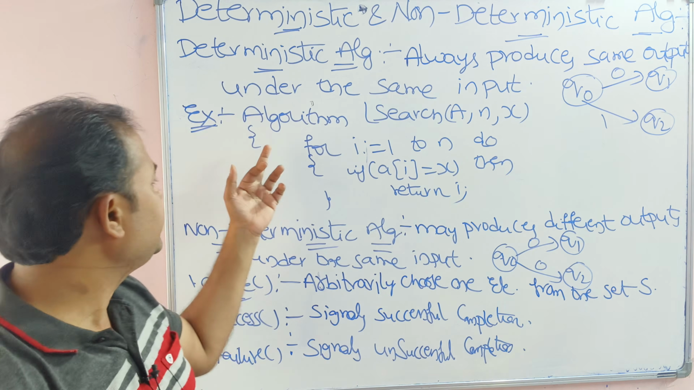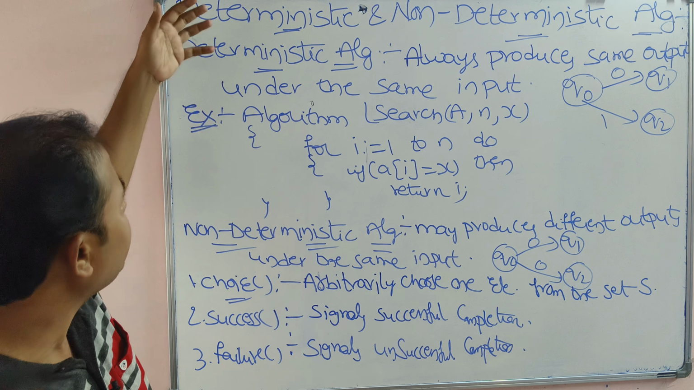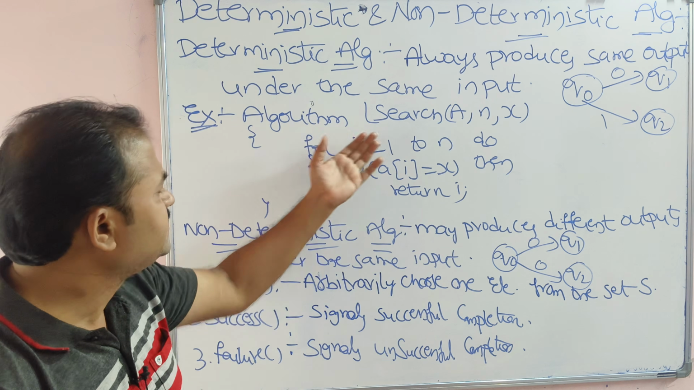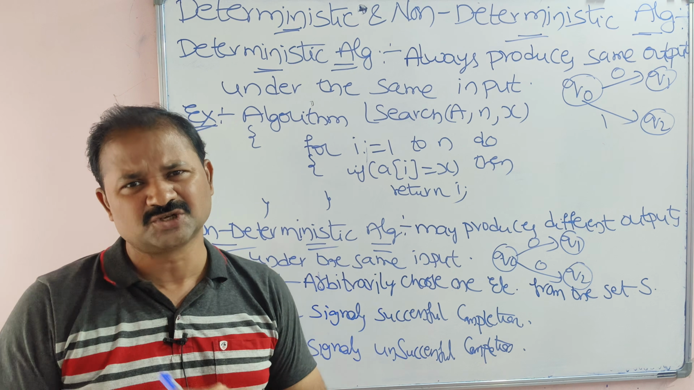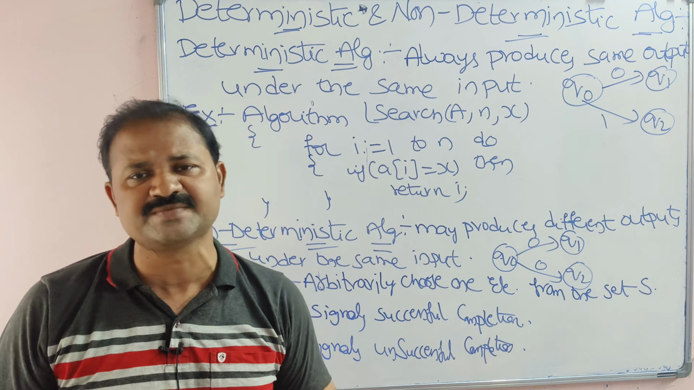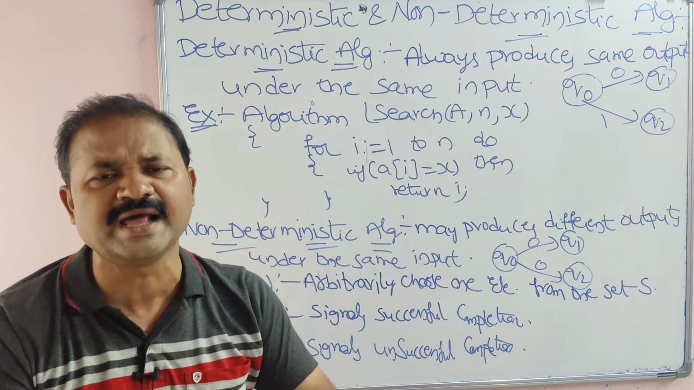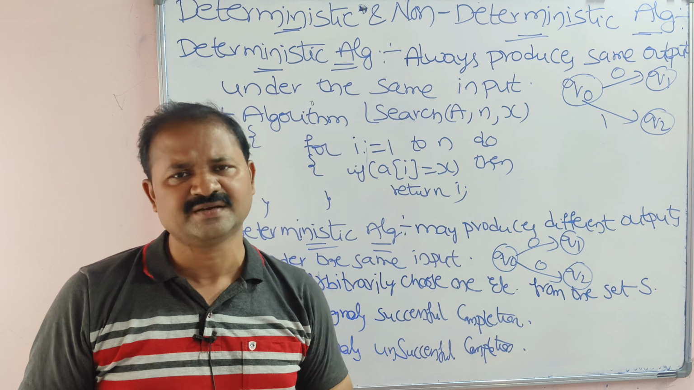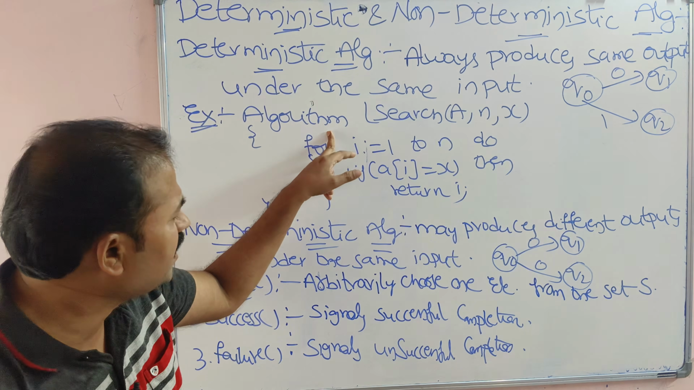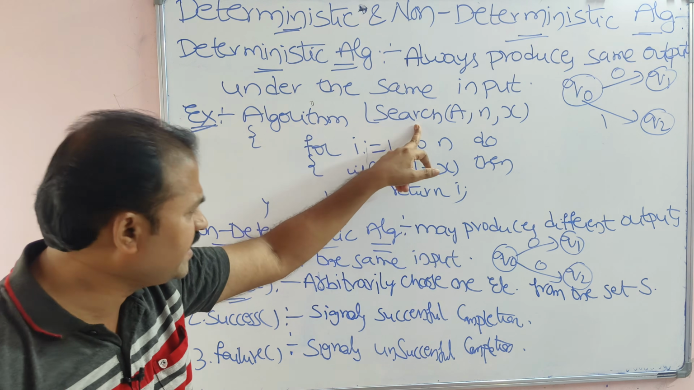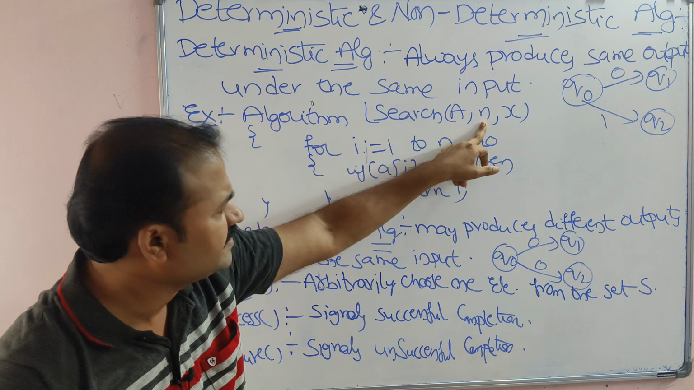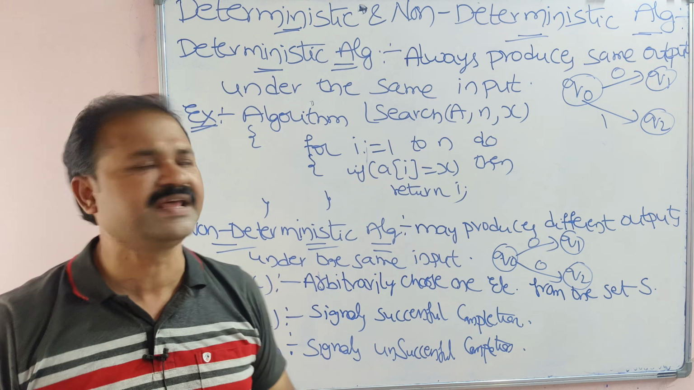Now let's see an example of a deterministic algorithm: the linear search algorithm. The normal algorithms are nothing but deterministic algorithms. All the algorithms which we have seen till now are deterministic only. We use a keyword called algorithm. The name of the algorithm is linear search. Arguments are A, the array, N, the size of the array, and X, the key element.